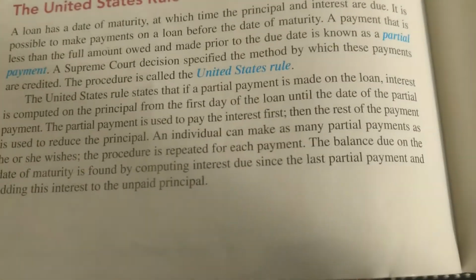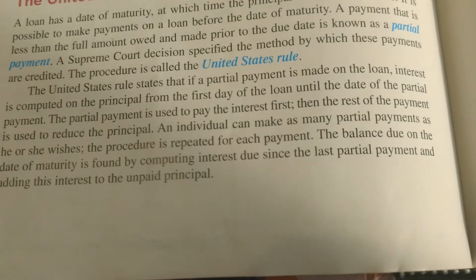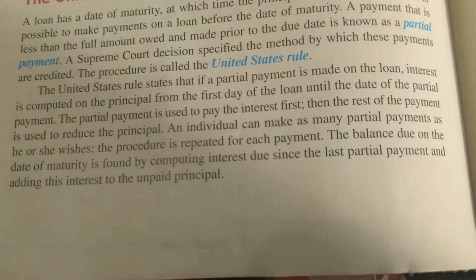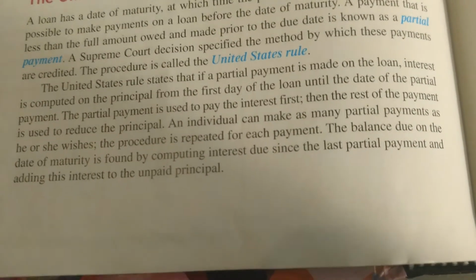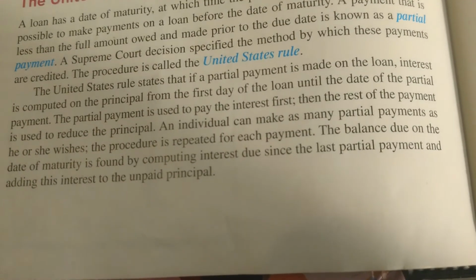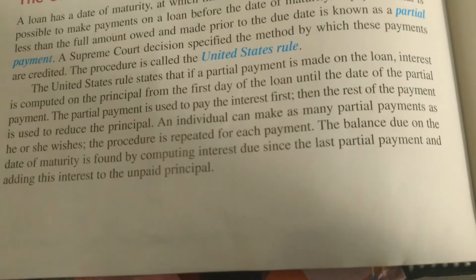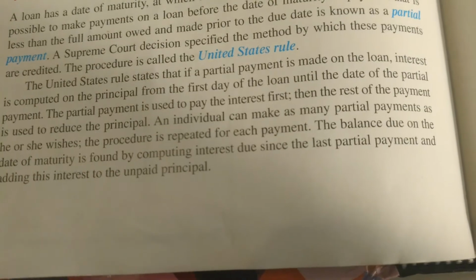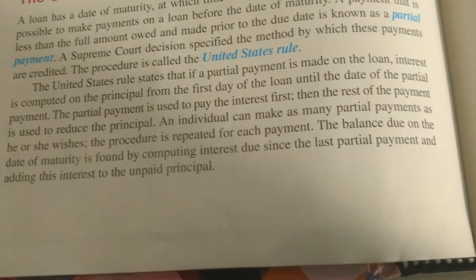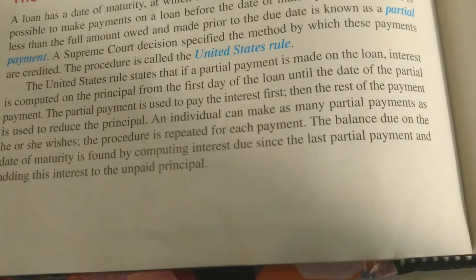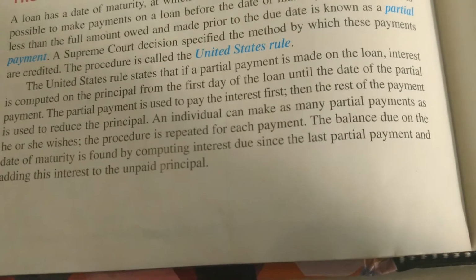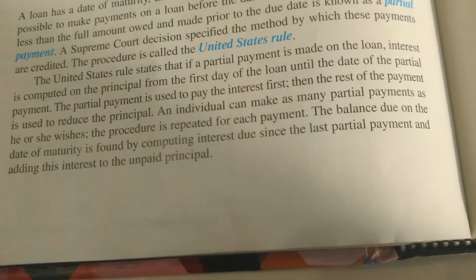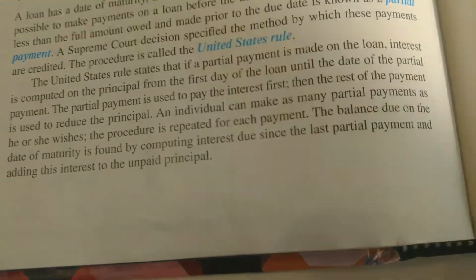Okay, the United States rule states that if a partial payment is made on a loan, interest is computed on the principal from the first day of the loan until the date of the partial payment. The partial payment is used to pay the interest first, then the rest of the payment is used to reduce the principal. An individual can make as many partial payments as he or she wishes. The procedure is repeated for each payment.